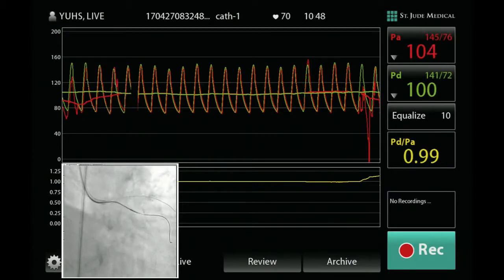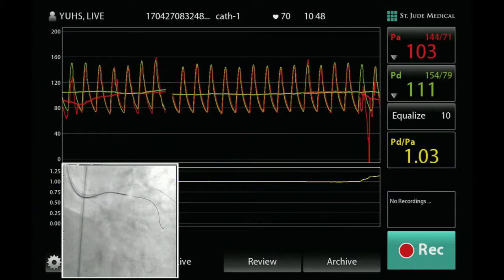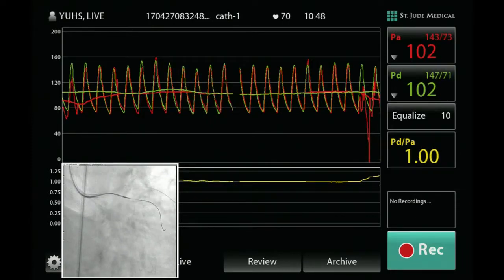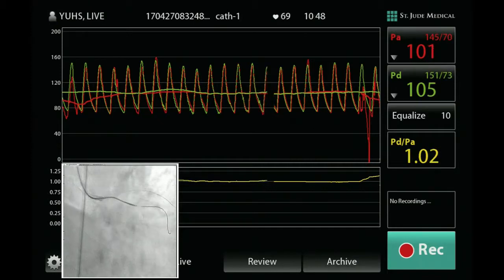Do you use iFR or do you still prefer FFR? FFR. We sometimes use a pressure wire alone.